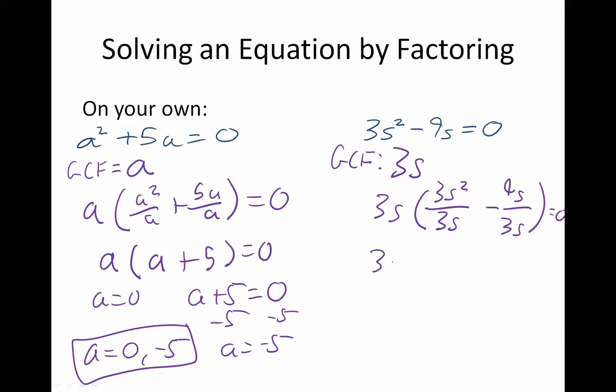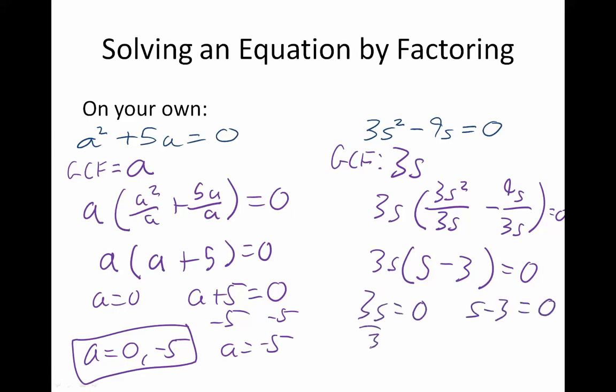And so I have 3s times (3 divided by 3 is 1. s squared divided by s is s. 9 divided by 3 is 3. s divided by s is 1). So here's my factored form. Now, if either of these are 0, the whole expression is 0. So that means that this one would be 0. And if I add 3 to both sides, this one's equal to 3. And so my solutions are 0 and 3.